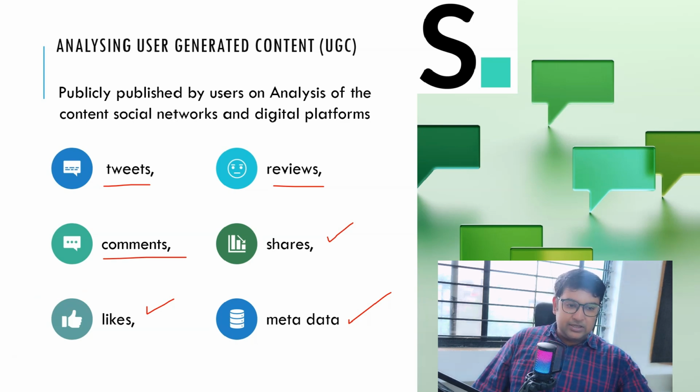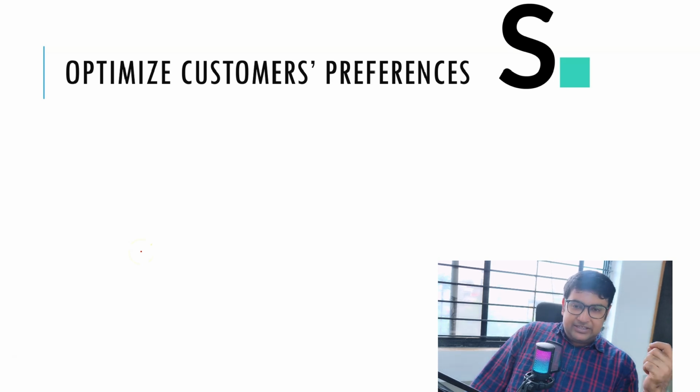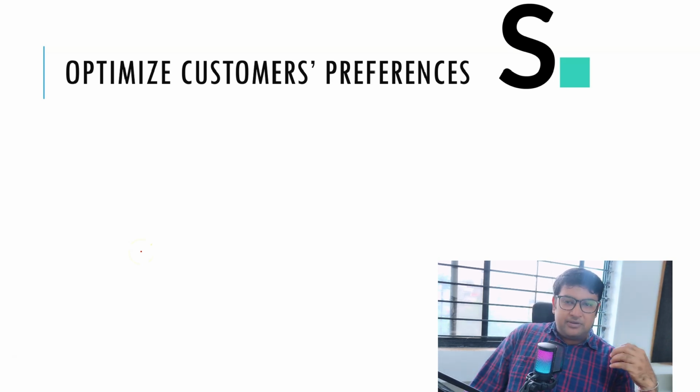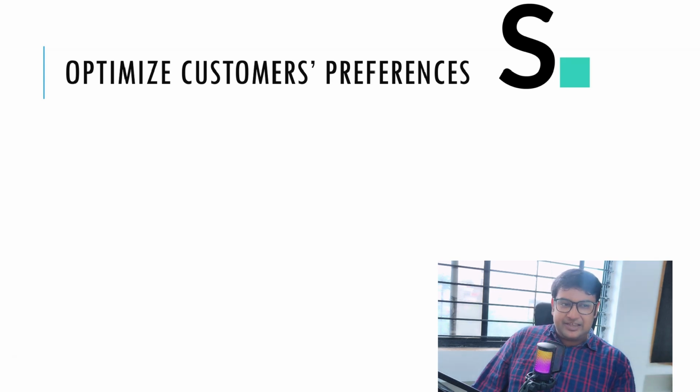The second place where you can apply data science in the case of marketing is to optimize the customer preferences. Now when we say optimize the customer preferences, what does that mean? Imagine it this way: you have used Netflix and you have seen that you get recommendations. That's a very vague example, and everybody talks about that particular example.